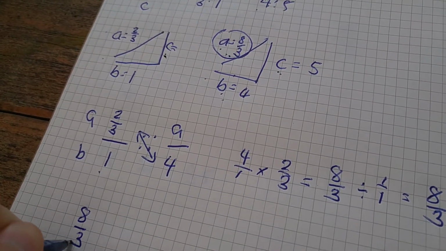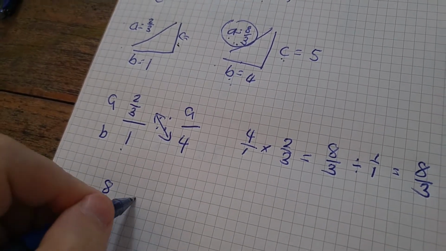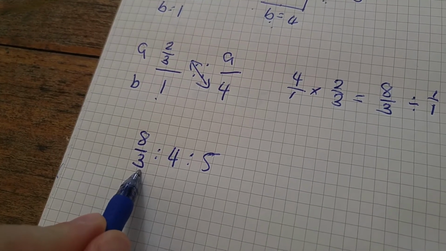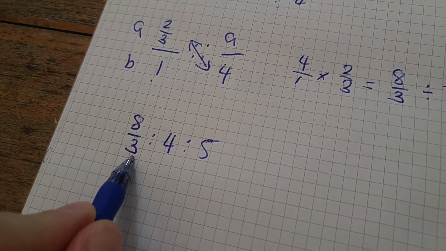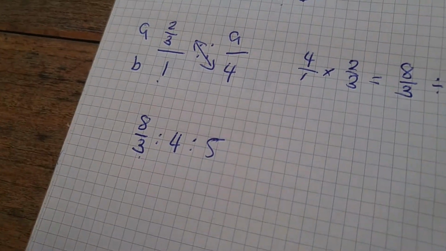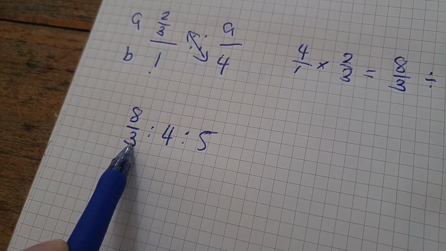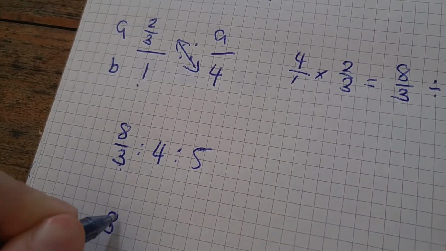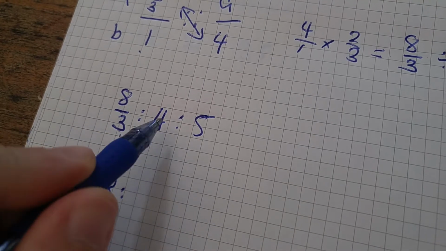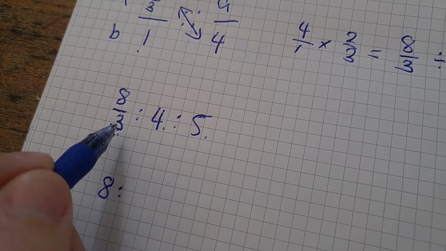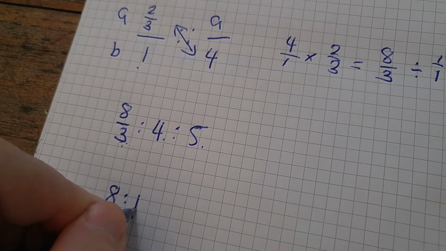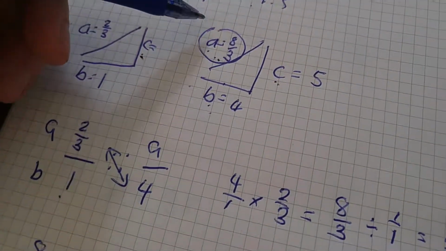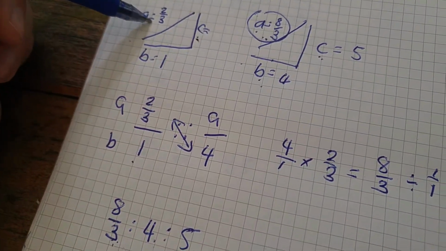So that's 8/3 to 4 to 5. Now, a ratio, we shouldn't have a fraction in it, or a decimal in it. So we need to change this so that it becomes a whole number. We can do that by multiplying by 3. So that would become 8. If we multiply this by 3, we need to multiply that and that by 3. So we have 8 to 12 to 15. So that's the ratio of this triangle and this triangle here.